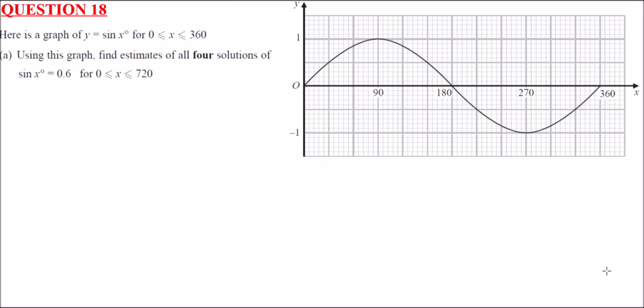Question 18, we've got a graph of y equals sine x for x going from 0 degrees up to 360. Using this graph, find estimates of all 4 solutions of sine x equals 0.6, but now it says x in between 0 degrees and 720. Bear with me as I show you a couple of different ways you could approach this.